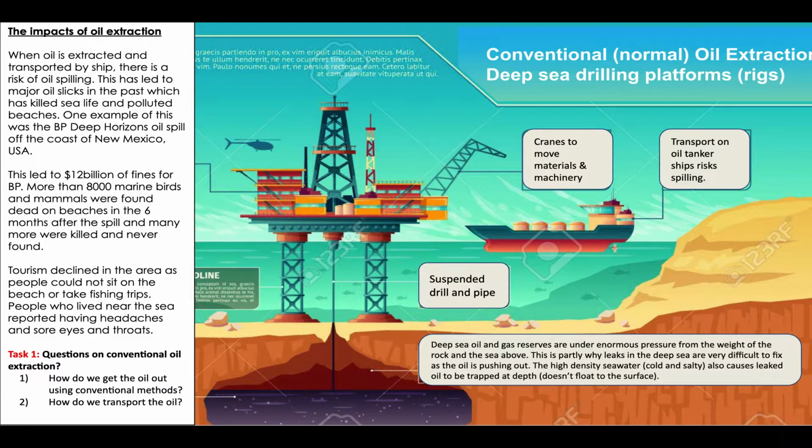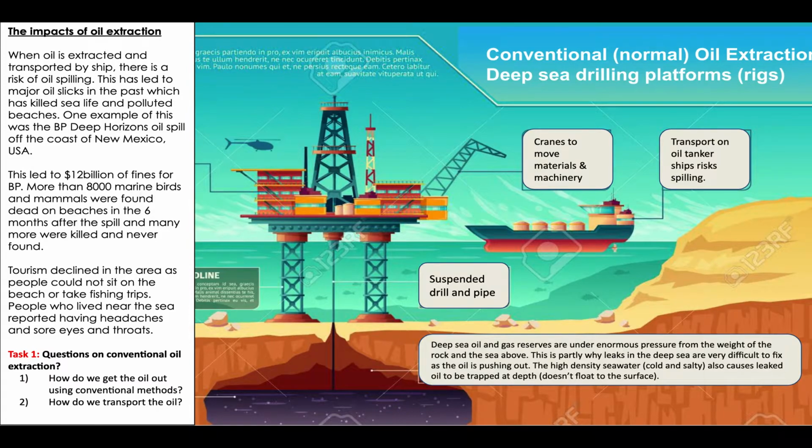So in the Deepwater Horizon oil spill, which is just off the coast of New Mexico in the USA, it led to BP, who were the oil company who ran the rig at the time, being fined $12 billion. And the damage that oil spill caused was devastating.